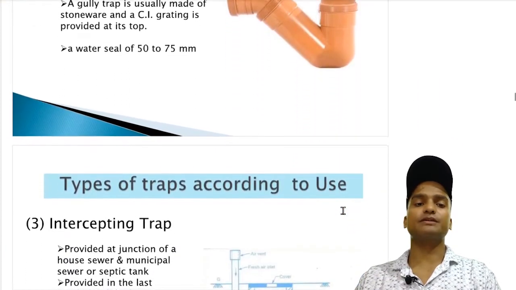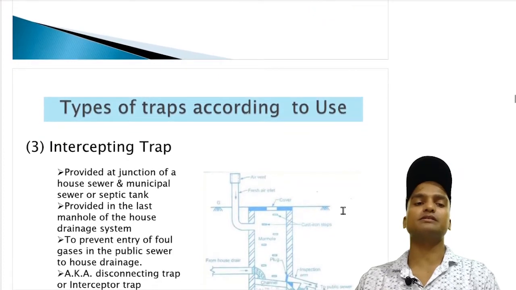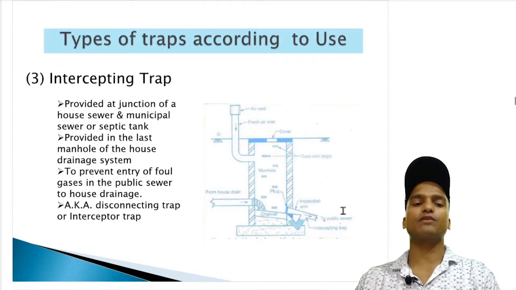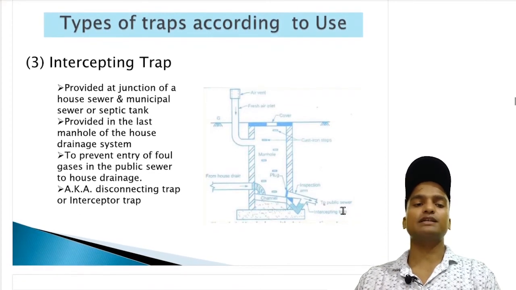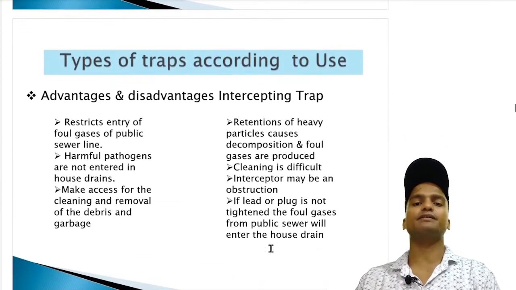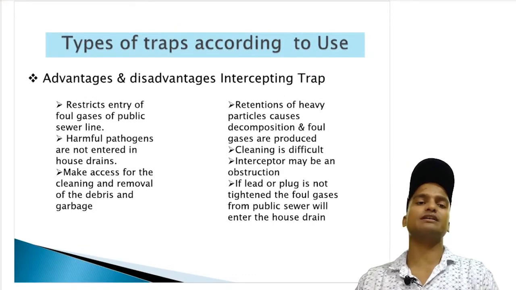And then comes the intercepting trap. It is provided at the junction of a house sewer and municipal sewer, and it prevents entry of foul gases from the public sewer to the house drainage. It is also known as disconnecting trap or interceptor trap. The cross-sectional diagram is also shown here. Then come a few advantages and disadvantages of the intercepting trap. Sometimes if an intercepting trap is very difficult to use, we can also use a gully trap.